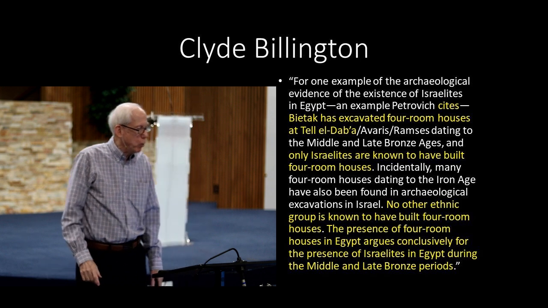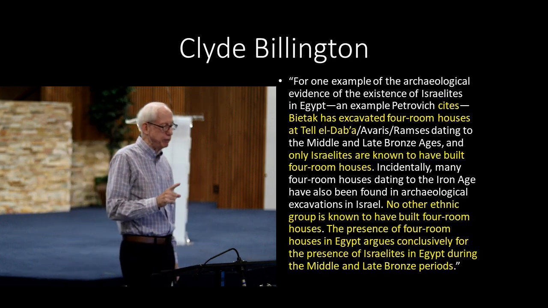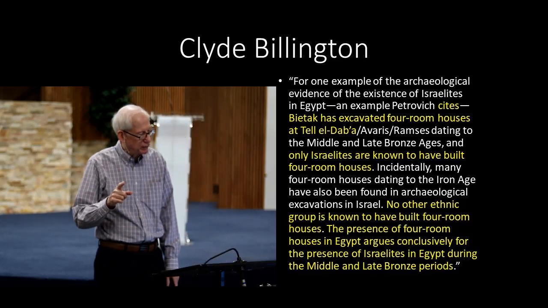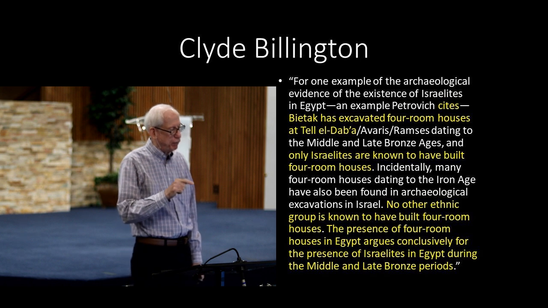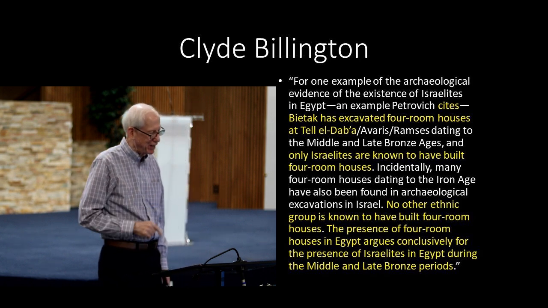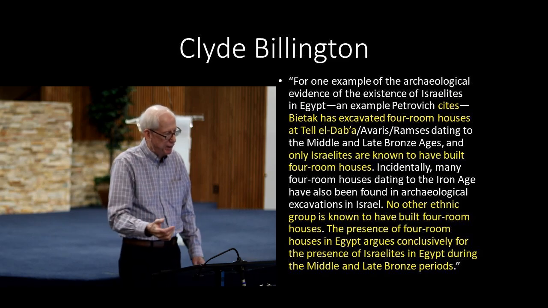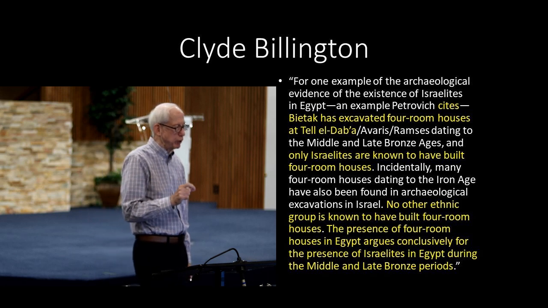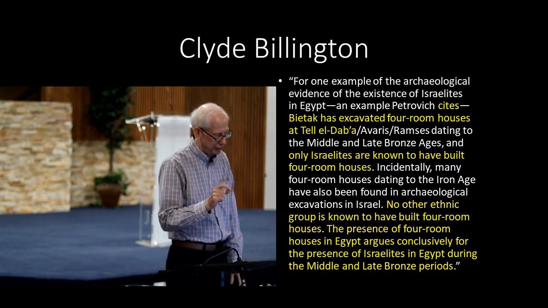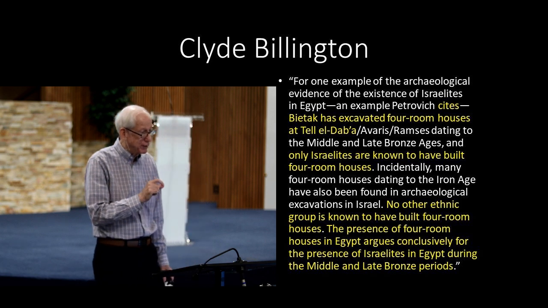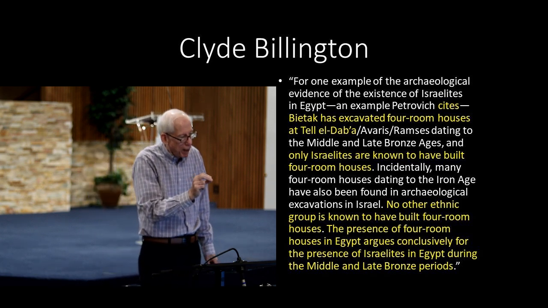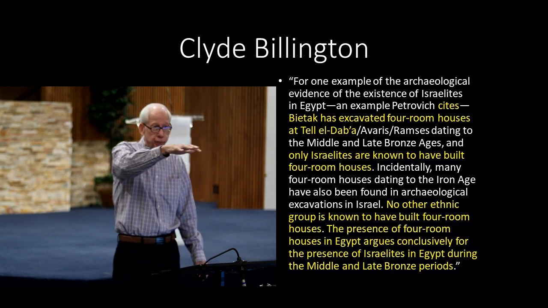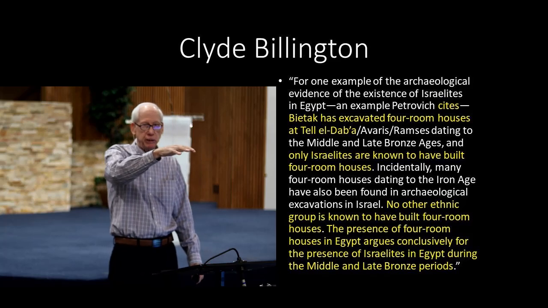And he says, for one example of the archaeological evidence of the existence of Israelites in Egypt, an example Petrovich cites, BTAC has excavated four-room houses at Tel El Daba, also known as Avaris and Ramesses, dating to the Middle and Late Bronze Ages, and only Israelites are known to have built four-room houses. Incidentally, many four-room houses dating to the Iron Age, which is a little bit later, have also been found in archaeological excavations in Israel. So we find a number of four-room houses in 19th century BC Tel El Daba.